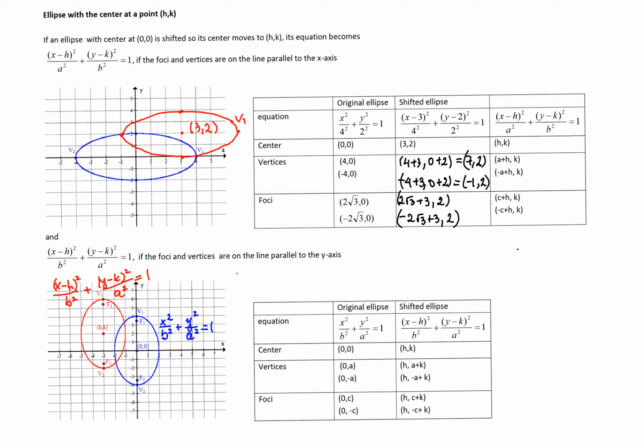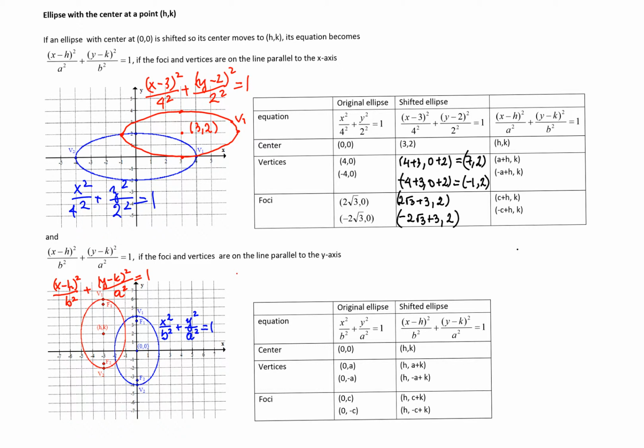So the blue equation is the equation of the ellipse x squared over 4 squared plus y squared over 2 squared is equal to 1. The red one is the equation (x minus 3) squared over 4 squared plus (y minus 2) squared over 2 squared is equal to 1.